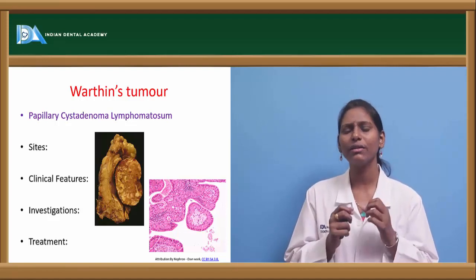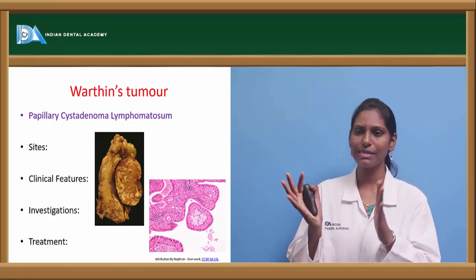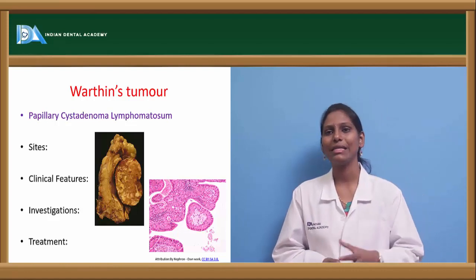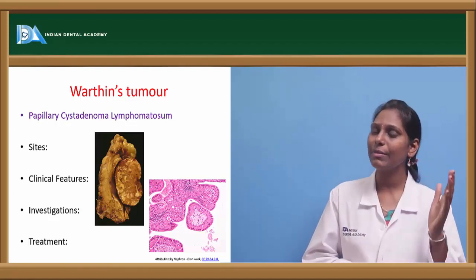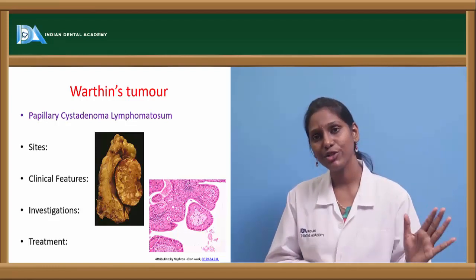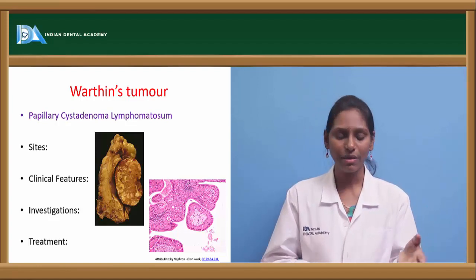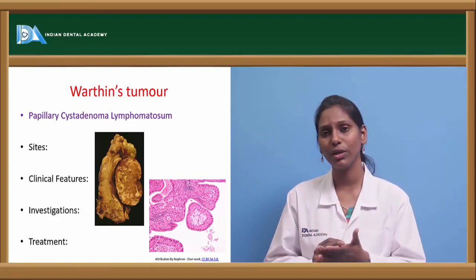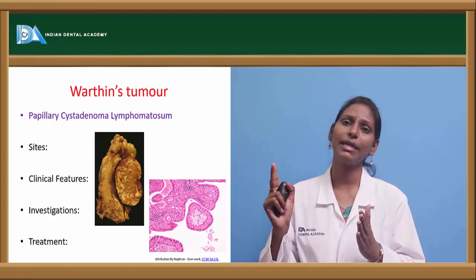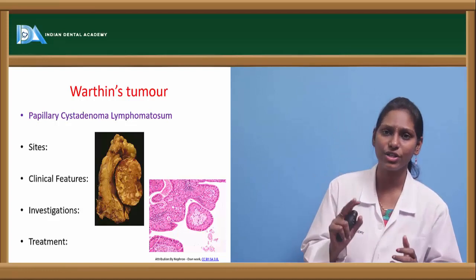It usually doesn't grow so big, usually from 1 to 3 centimeters in size, most commonly seen in men, and it occurs usually in the 50s to 60s decades of life. Remember, most of the salivary gland tumors are seen in the older age group, most commonly from the 4th decade to the 6th or 7th decade. Very rarely they are seen in younger children, okay?